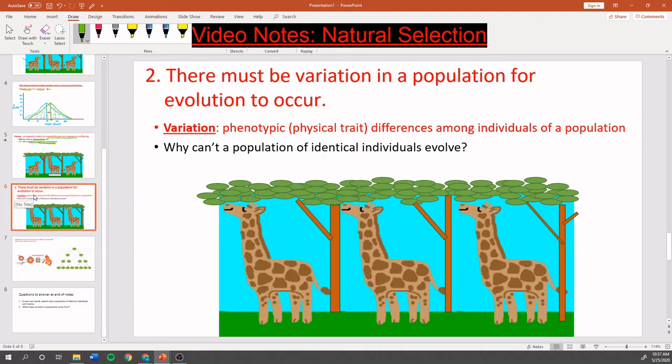All right, number 2 from the list from the beginning. There must be variation in a population for evolution to occur. So variation means differences, right? A population can't all be identical or it won't change at all. Because if all of these giraffes are identical, does any of them have more of an advantage over another to survive and reproduce? No, not if they're identical. Just by chance, some will survive better than others, but if they're identical, they're going to pass on identical genes.